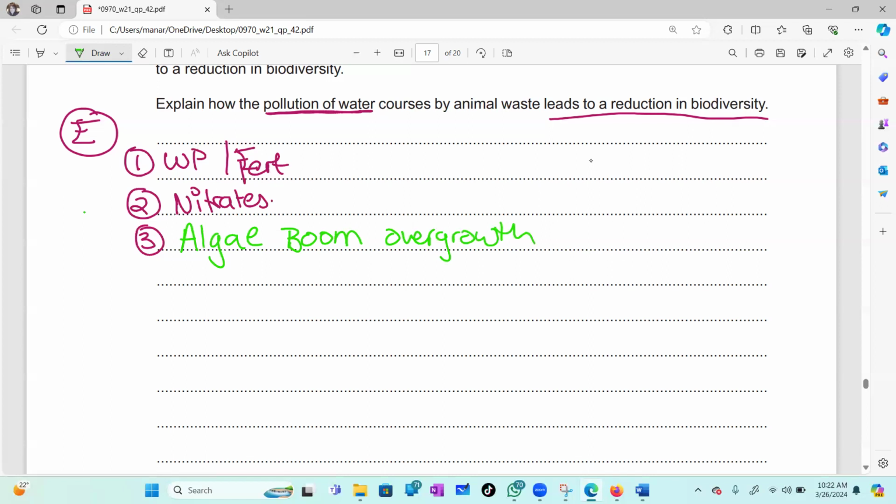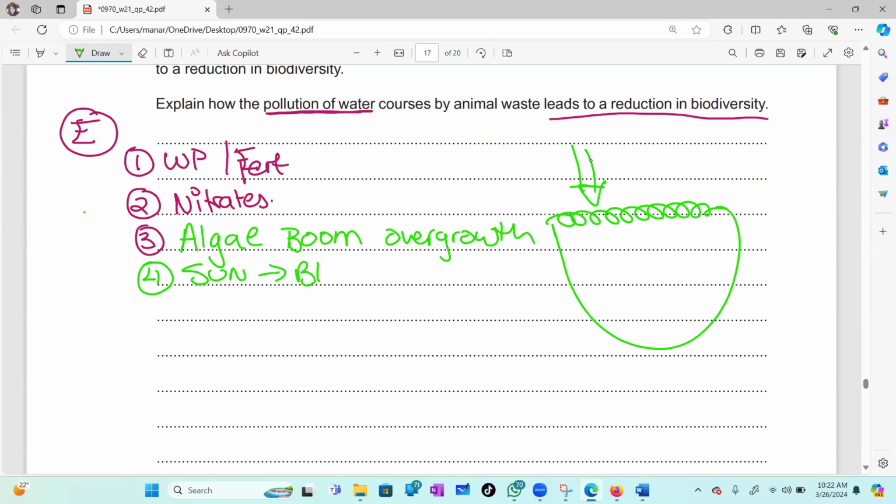You have a river and you have an overgrowth of algae, and this is going to block what? It's going to block the sunlight from reaching the plants. Excellent. So the sunlight will be blocked.